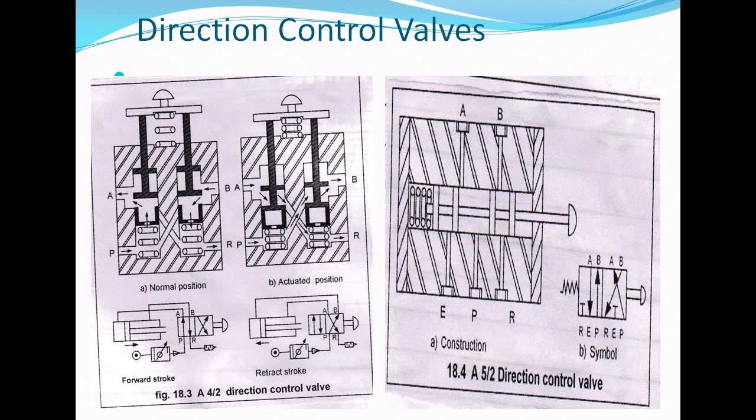Now in the other part, there are 5 ports provided, E, P, R, A and B. These are the 5 ports, and we will be having 2 positions. This is how a direction control valve works.